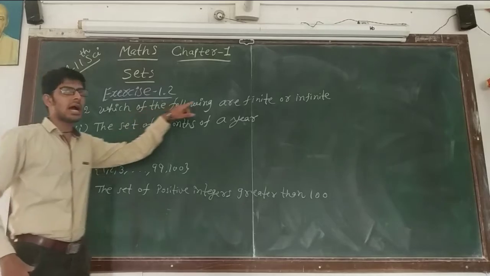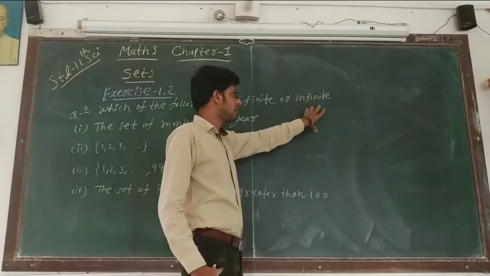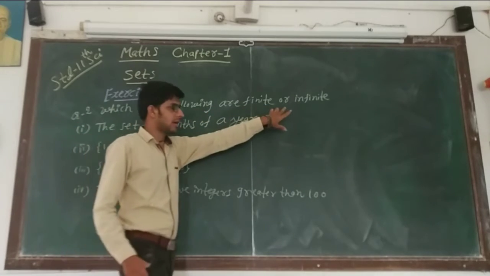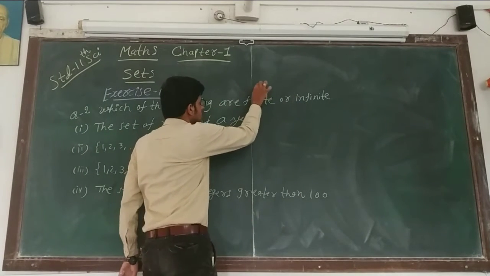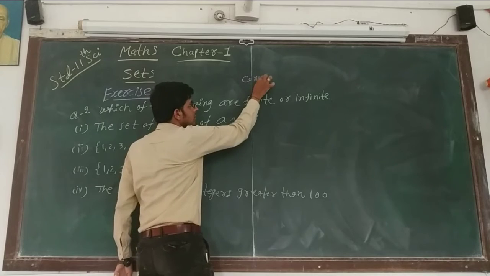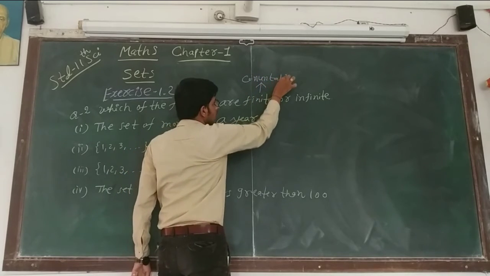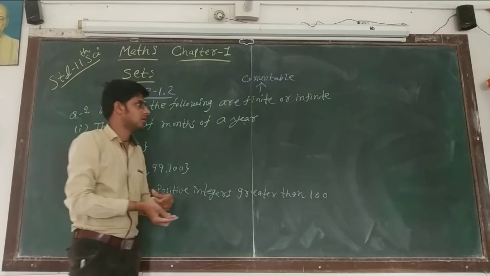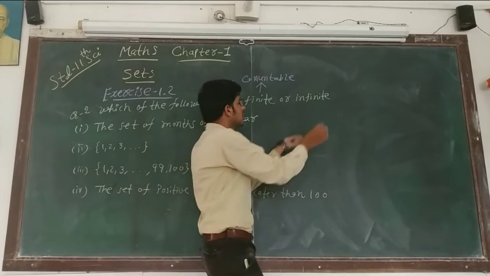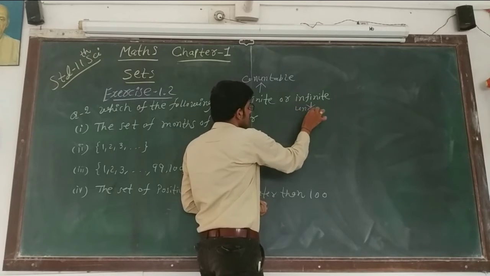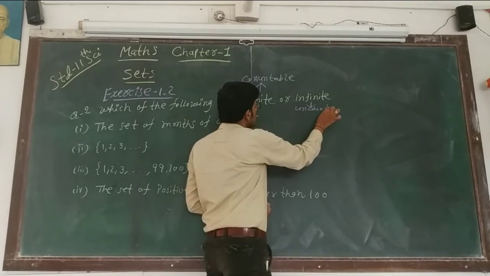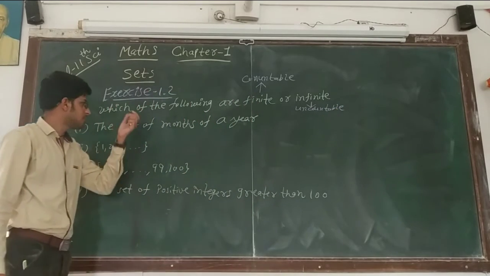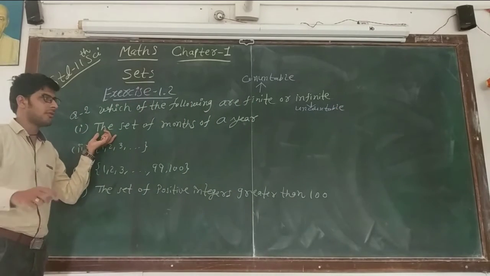Next, question number 2. Which of the following are finite or infinite? Already we have discussed which is called finite and infinite. Again I will repeat. Finite means countable. So the countable sets are finite, and uncountable sets are called infinite.